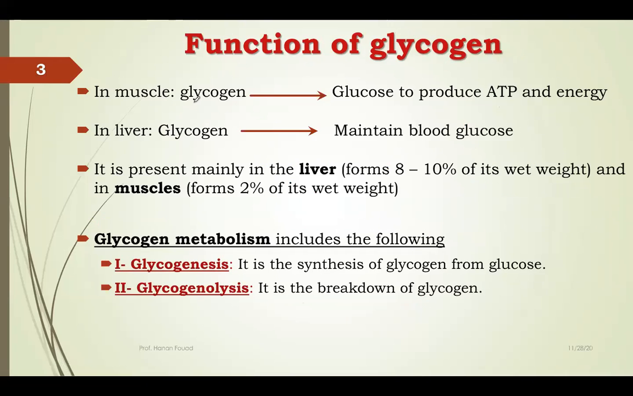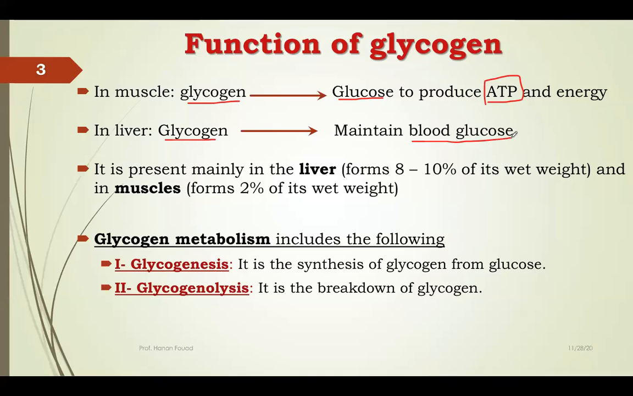The function of glycogen: glycogen supplies the muscles only with adenosine triphosphate and energy. Glycogen gives glucose to the muscles only, but muscle does not give blood glucose. Muscle does not supply the body with glucose. Muscle supplies itself. I'm going to discuss why the muscle does not give blood glucose, but the liver glycogen is broken down and maintains blood glucose.